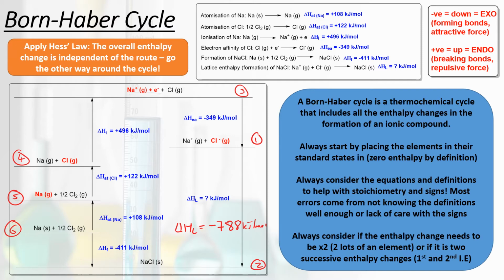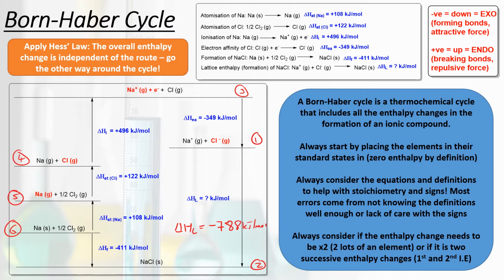Think about the formula. The really key thing to do for Born-Haber cycles is to always think about the formula of the compound we're dealing with. So it's sodium chloride, NaCl. We only need one chlorine atom. So actually the standard state, if you like, of the elements in our sodium chloride are sodium as a solid and then a half Cl2 as a gas.